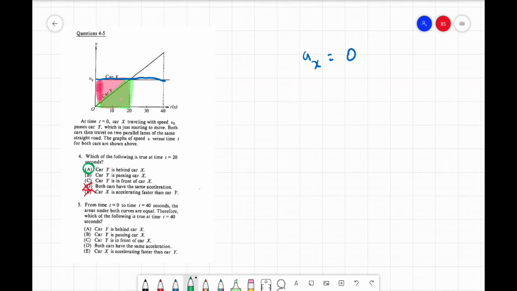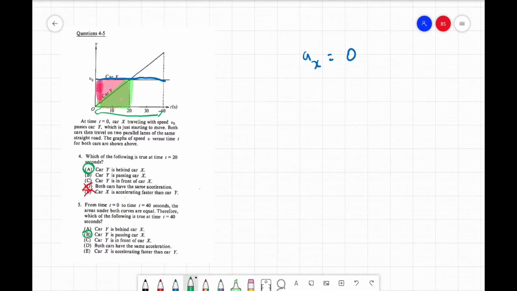Now the next question, we're given that from time t equal to 0 to time t equal to 40 seconds, over this whole interval, the area under both curves are equal. And they are asking us which is true at time t equal to 40. Now remember from our previous question that the distance traveled is the area under the curve. Since the area under both of the curves are equal, the distance traveled by both of the cars must be equal. That means our answer is car Y is passing car X.